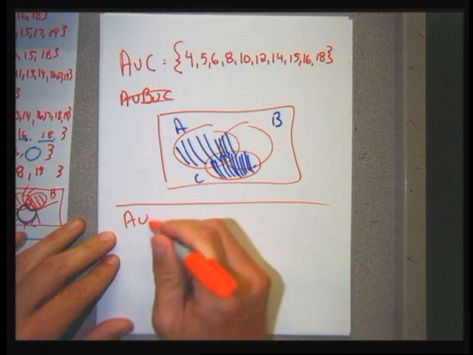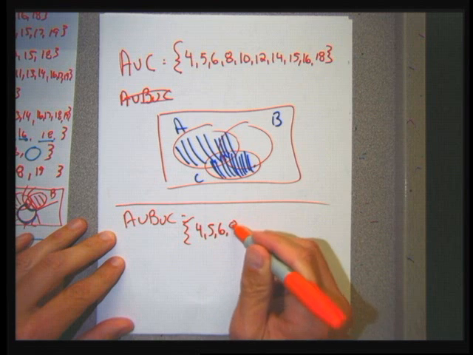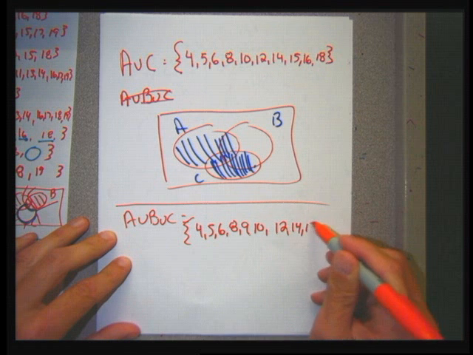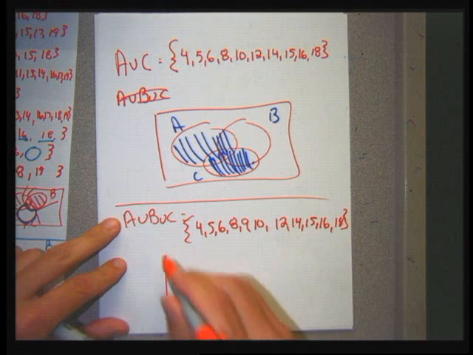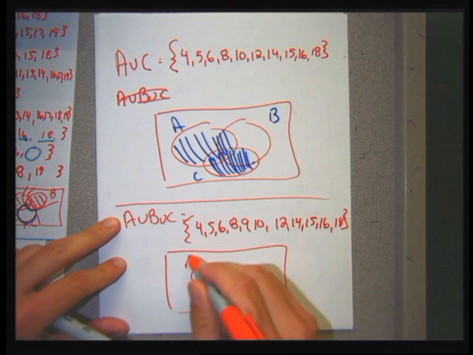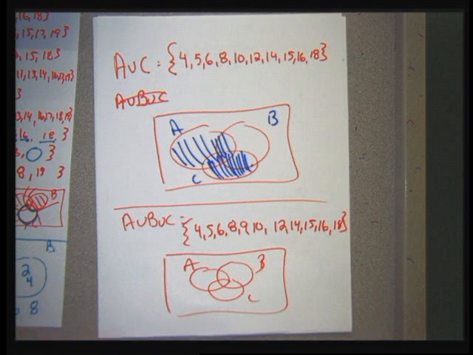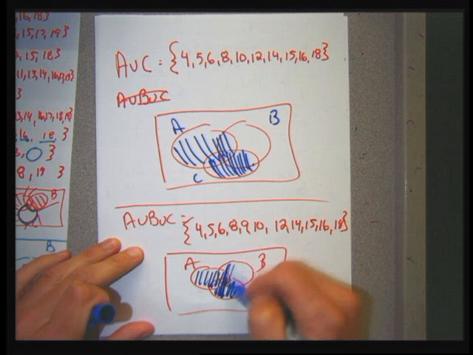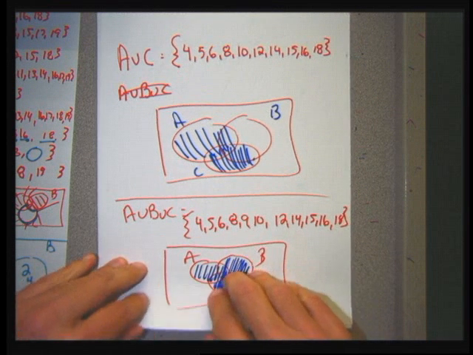A union B union C, we wrote for an answer, I wrote 4, 5, 6, 8, 9, 10, 12, 14, 15, 16, and 18. And pictorially, that's anything in any one of the 3 circles. So anything that's not outside the 3 circles is part of A union B union C. So that region is any number that's in the A circle, the C circle, or the B circle. Any number that's in any of the 3 circles, everything except the 11, 13, 17, and 19, needs to be part of A union B union C.